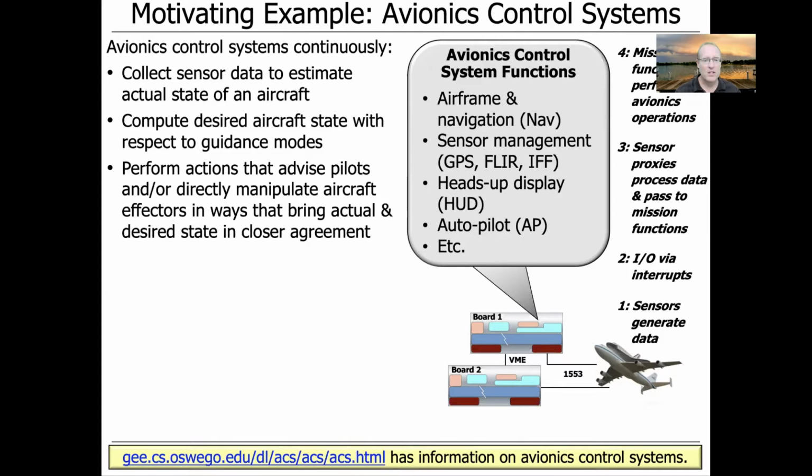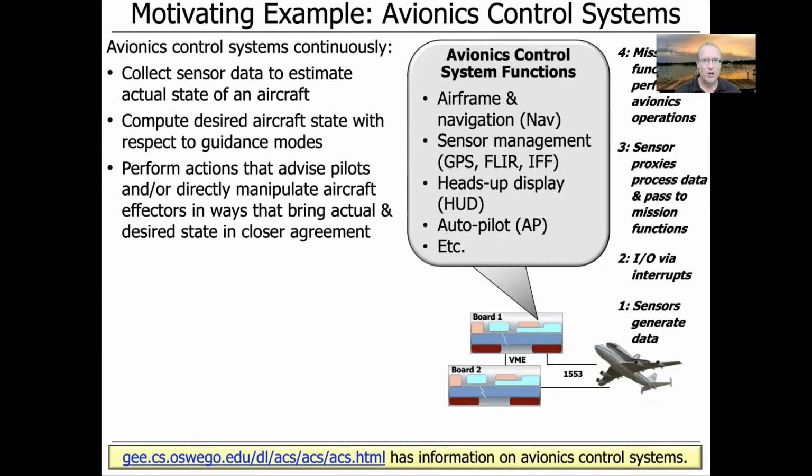And then they compute the desired aircraft state with respect to the guidance modes that the plane is in. For example, is the plane in autopilot? Is it trying to go between different waypoints? Is it doing various kinds of evasive maneuvers for different situations? What kind of weather is it flying in? And based on the computations that are performed by the mission computing system, then various actions are performed that advise pilots, or in some cases, directly manipulate the aircraft effectors, which are the control surfaces like ailerons and rudders and so on, in ways that bring the actual and desired state into closer agreement.